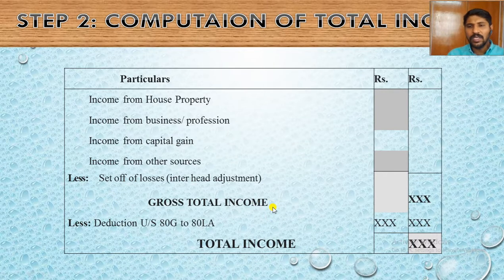Gross total income. From this gross total income, the company can claim deductions under sections 80G to 80LA, that is, the company can subtract the deductions under sections 80G to 80LA. If you subtract this, you will get the total income. This is the format for computation of total income of the company.